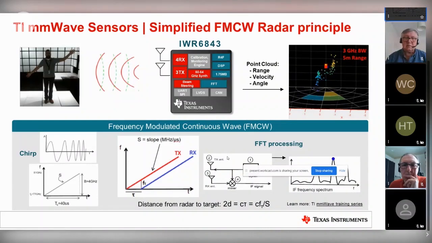If you see the formula, by knowing this frequency and the slope, you can get direct information about the distance, the range, basically. So this is just showing the principle about the range. I'm not going to show the principle for the velocity or for the angle, but it's just to give you a feeling on how it's working.